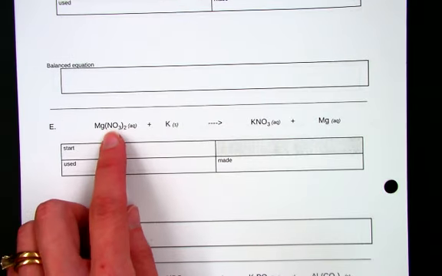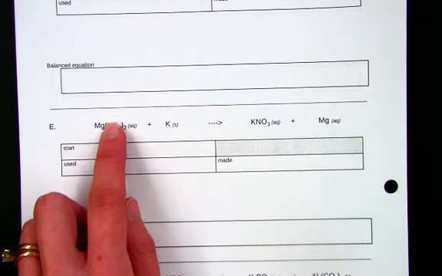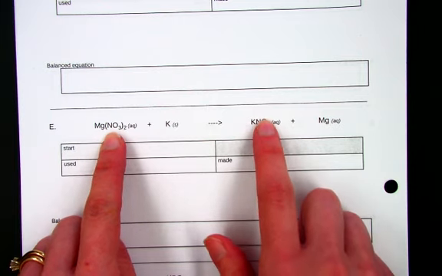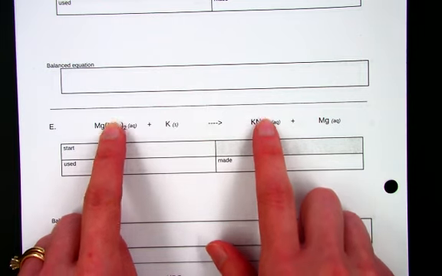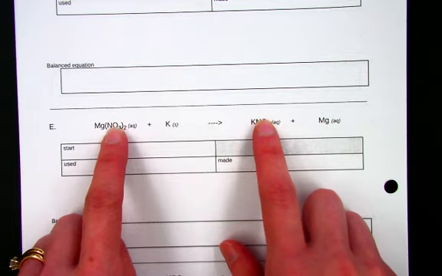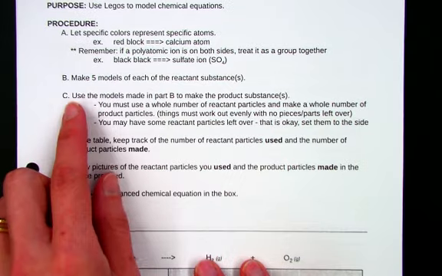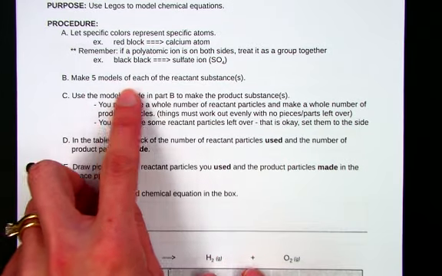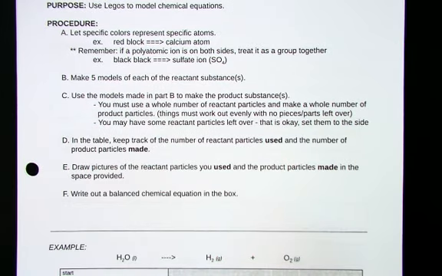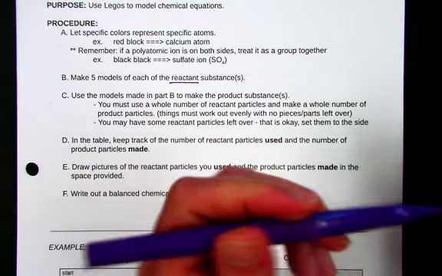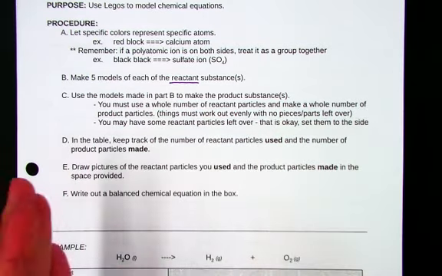So, for example, on the back, if you see there's an NO3, a nitrate, on the reactant side and NO3 on the product side, you can just go ahead and use one block to represent that whole group. Okay? If you have questions, just ask. I'll be walking around. Secondly, it says make 5 models of each of the reactant substances. So remember, we're just starting out with what is on the left side of the equation.